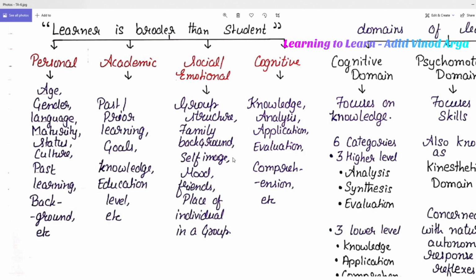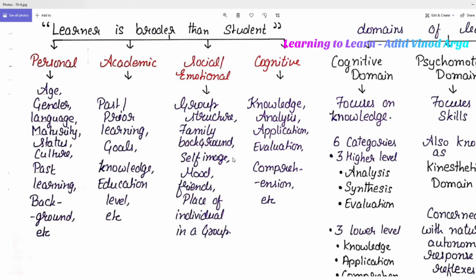The next is social or emotional. It totally depends upon your friends, family members, and people around the learner, who actually impact the learner in a positive or a negative manner. So it can be a group structure, a family background, a self-image. It can be related to your friends, your group, your family, your relatives, their thinking, their mindset, their opinions on you, your opinion of the society. Everything will become a social or an emotional feature or emotional characteristic of a learner.